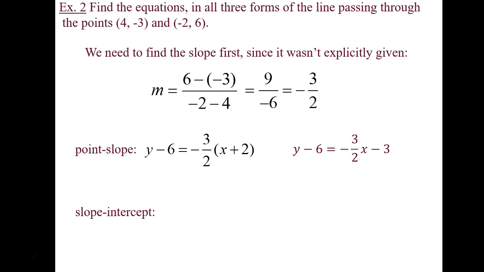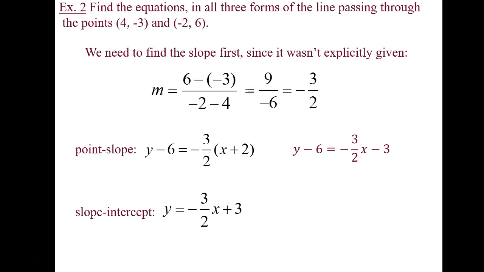Okay, so next they wanted the equation in slope-intercept form. Make sure you see what I'm doing here. I take the point slope form that I had. I'm distributing the negative 3/2 first. So that gives me negative 3/2 x minus 3 because the 2's cancel. And then I'm going to add the 6 to the other side. So that gives me slope-intercept form of y equals negative 3/2 x plus 3.